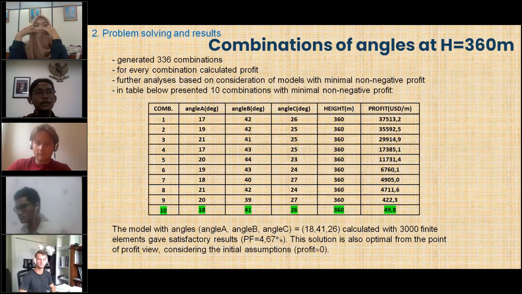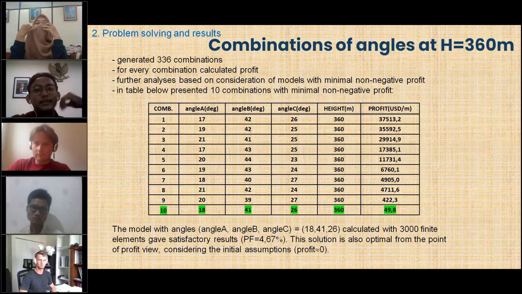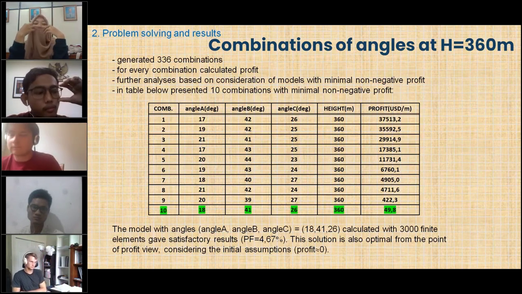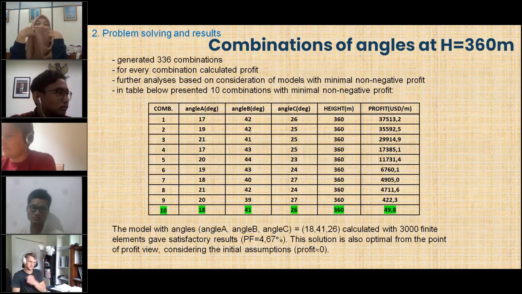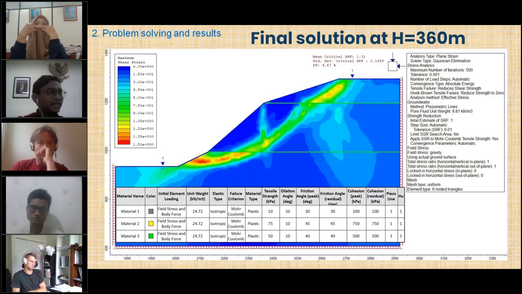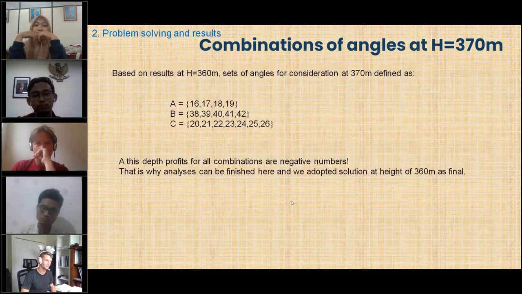The model with angles 18, 41, and 26, calculated with 3,000 finite elements, gave satisfactory results with probability of failure 4.67%. This solution was also optimal from the profit point of view, considering the initial assumption that profit should be approximately 0. On this slide, you can see the output from the RS2 program for our final solution at depth of 360 meters.